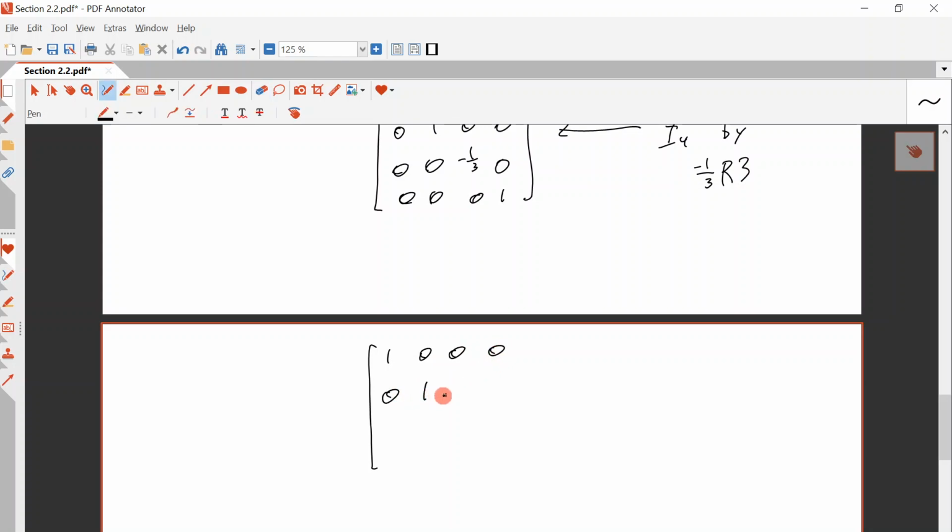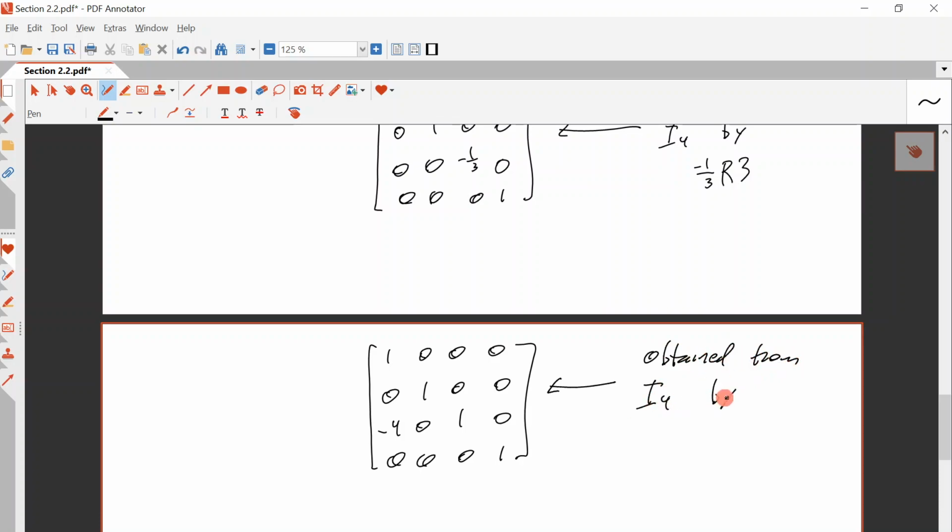0, 1, 0, 0, let's say minus 4, 0, 1, 0, 0, 0, 0, 1. Right, so this is obtained from I4 by doing row 3 plus or minus 4 row 1. Right? So that's 3 elementary matrices.